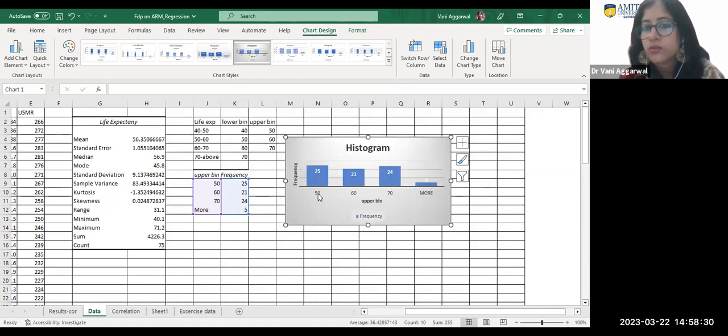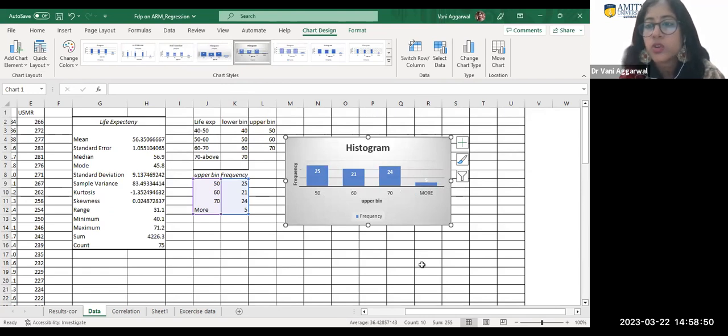So for this category 25, for this category 21, for 21 years, 70 years life expectancy in India was for 24 years between this duration, like this. Okay, so this is how you create a histogram.